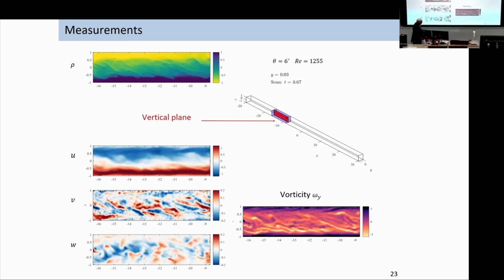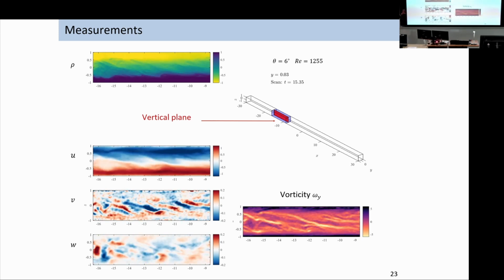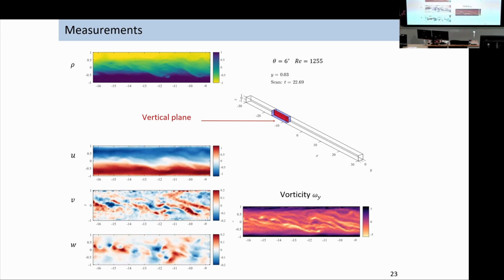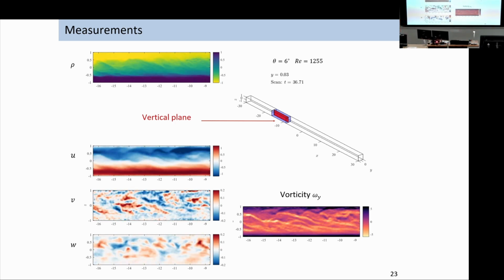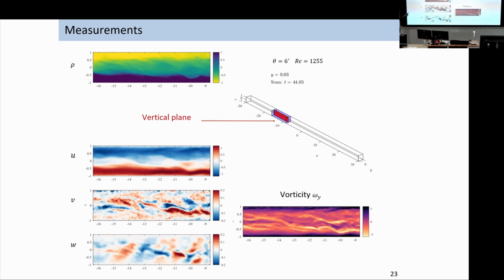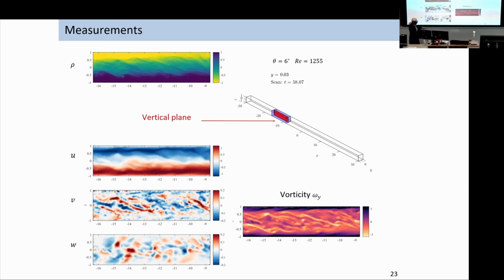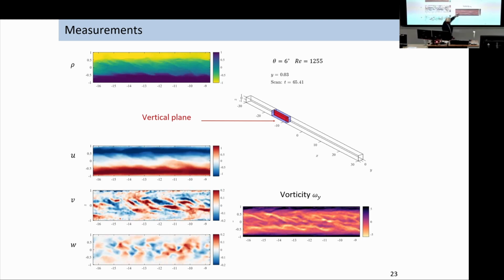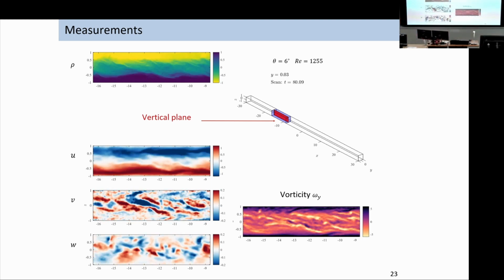And so this is what you could see. Looking at a vertical plane, at the top is the density field. This is in a turbulent situation, so Reynolds number over 1,000, quite a big tilt at 6 degrees. 3 components of velocity, streamwise, spanwise, and vertical, and the spanwise vorticity, showing these long streaky structures which are very characteristic of this flow in turbulent systems.